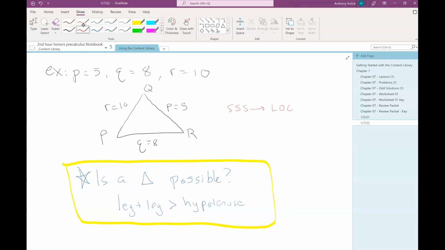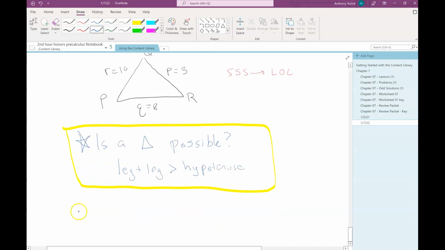So we need to find angles P, Q, and R. Next question is, which one should I do first? And does it matter? Well, here's what I'll tell you. It matters if you want to make your life easier. The goal here, again, is going to be avoiding the ambiguous case later on. The way that we do that is that we're going to find the biggest angle first. Which one is going to be the biggest angle? Very good. R is correct.